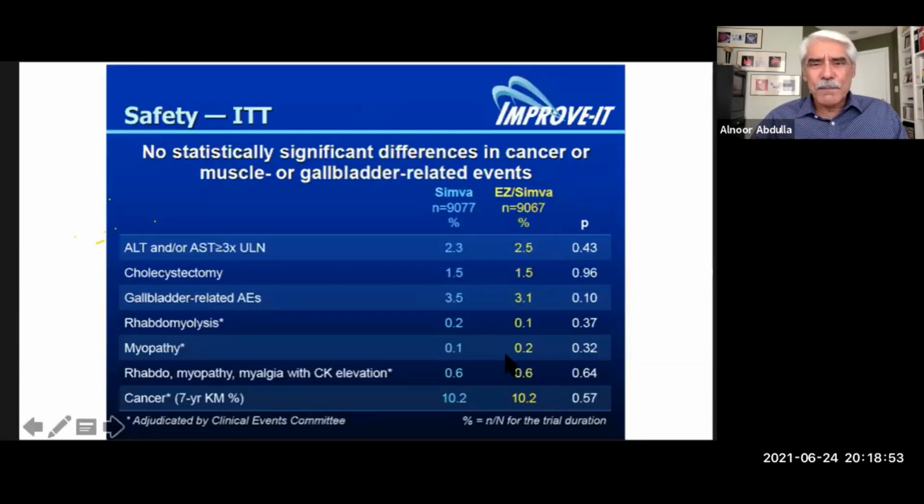And the side effect profile was not changed at all between the simvastatin group, the statin group, or the statin plus ezetimibe group. The patients did not really notice that they were taking ezetimibe or a placebo with the statin.